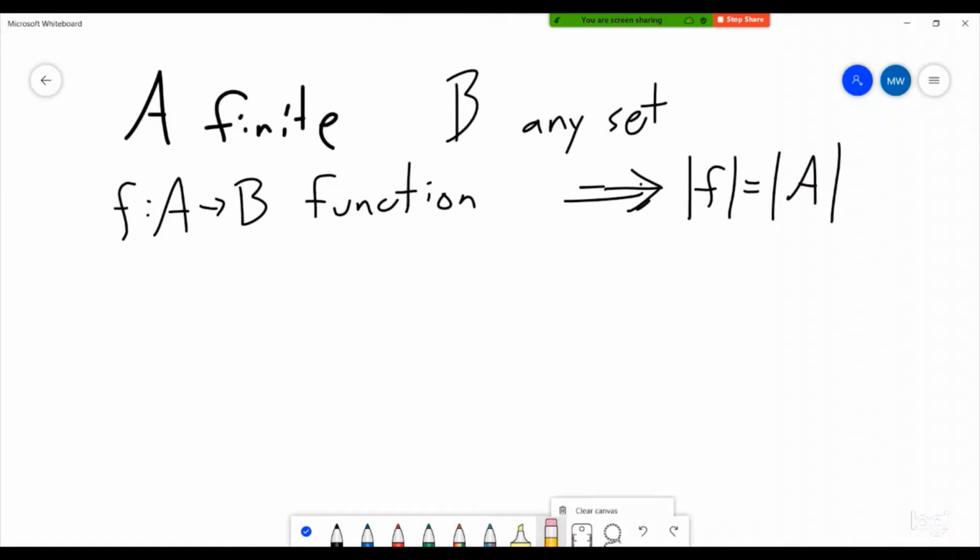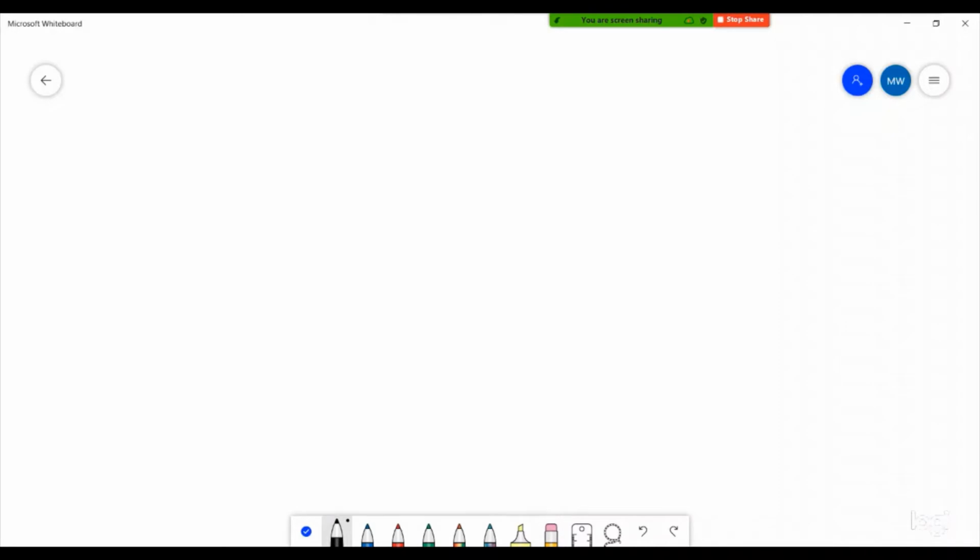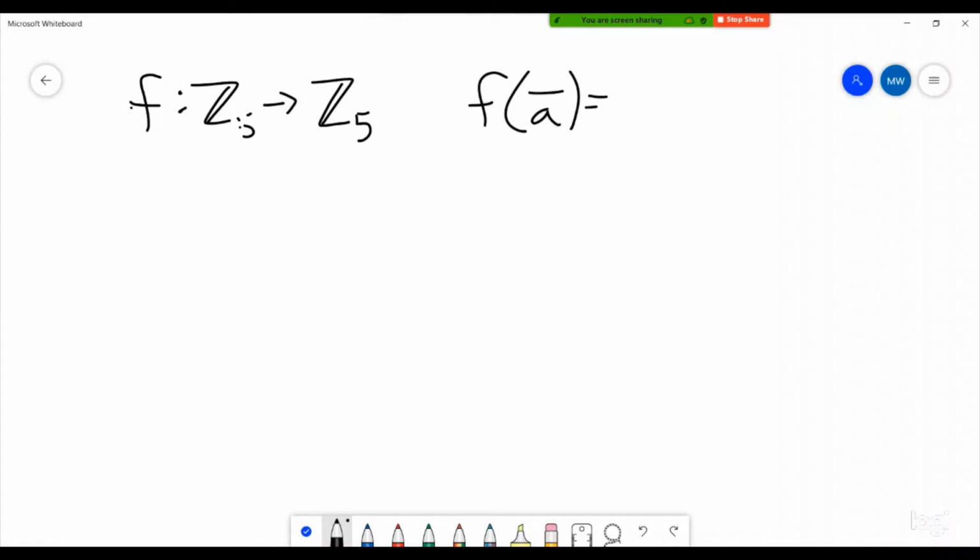Okay. So that one is, we have a function from the integers mod 5 to the integers mod 5 defined by f of the class of a is equal to the class of 2a plus 3. And we are trying to prove that f is well-defined, injective, and surjective.